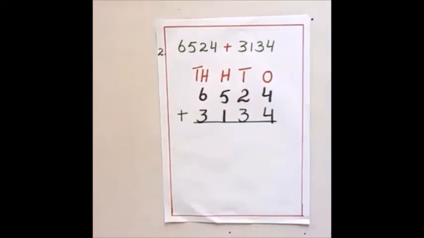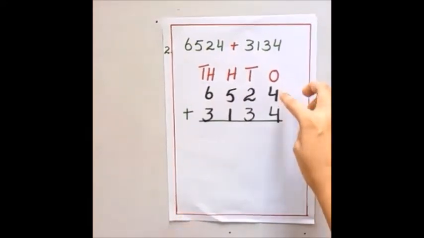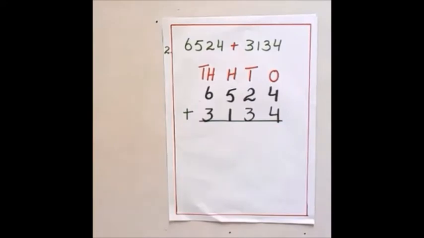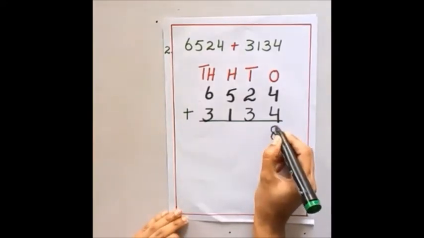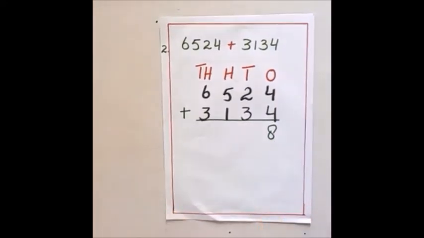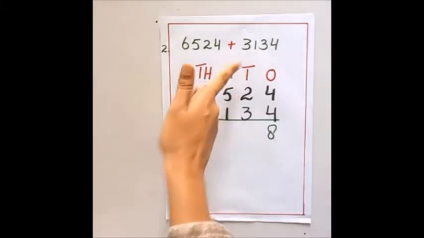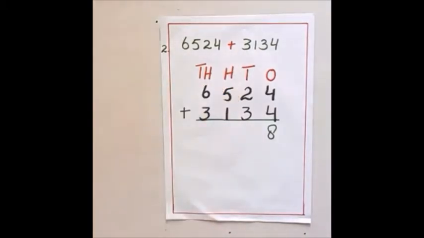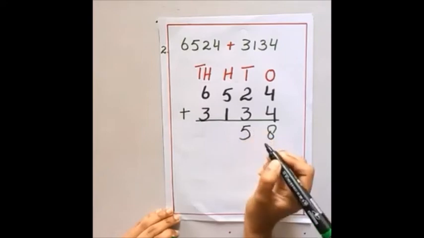Now in the ones place there are two numbers, 4 and 4. So 4 plus 4 is 8. So I will write 8 under the ones place. Then there is 2 and 3 under the tens place. So 2 plus 3 becomes 5. So I will write 5 under the tens place.